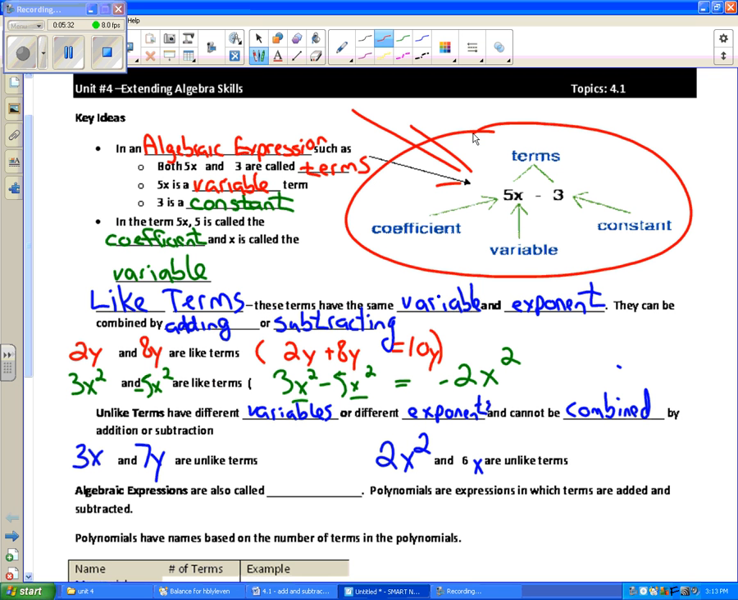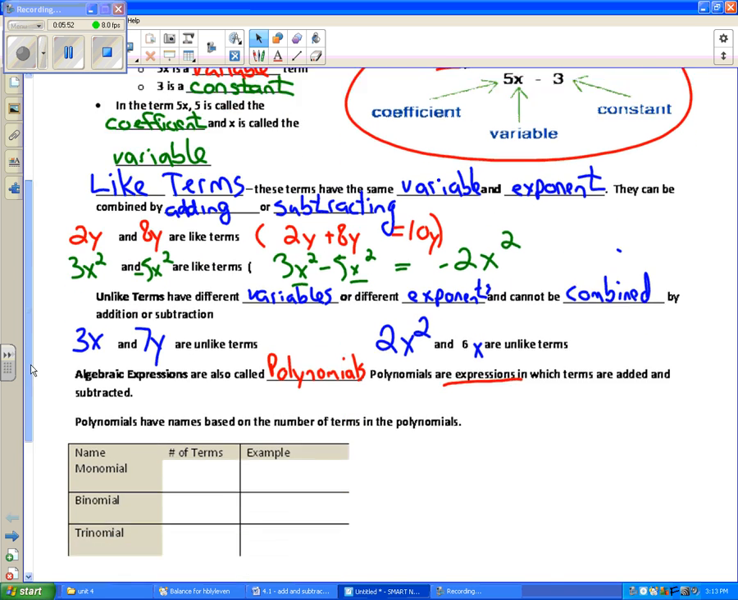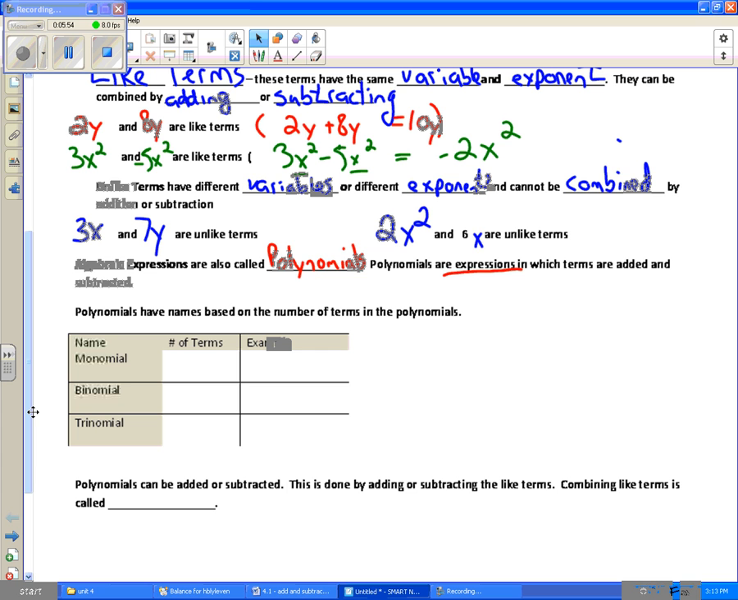Our next part says algebraic expressions are also called polynomials. Polynomials are expressions in which terms are added and subtracted. And I'll scroll down here. Remember, throughout these videos, you can rewind or stop or pause whenever you need to. We have a monomial. And if we think of a monorail, it would have one rail. An example of this could be 3x squared. There's just one term there.